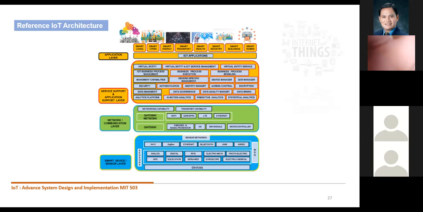Well, dito sa service support, application, and support layer, dyan na yan. Yung virtual entity, yung business process modeling, identity management, access control, which is the command and control, and the final layer is the application layer, which is yung nakikita ng mga kanina, ng doktor, enterprise system, external system. Iyan mismo ang architecture ng Internet of Things.